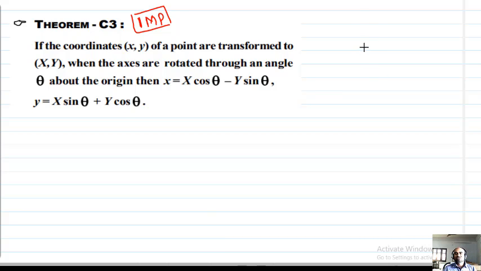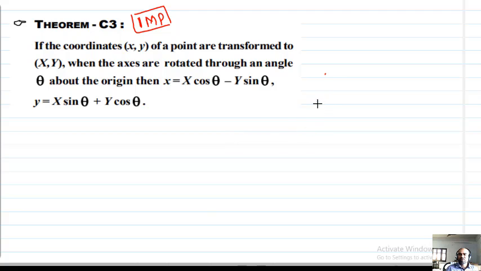In the previous result, in translation of axis, you observe the relation between capital X, capital Y and h, k. Like that, here the relation is between capital X, small x and theta. There it was h, k; here it is theta. How to establish the result, that is the important thing. Listen all of you.